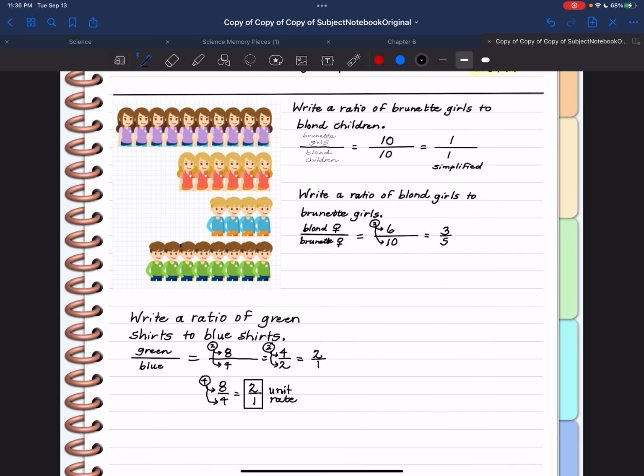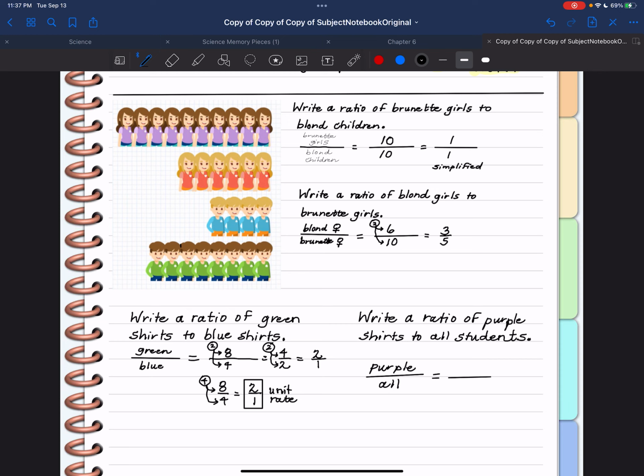Okay, here's one more. I want a ratio of purple shirts to all students. And if you want to pause the video and see what you get for this answer, that would be a good idea. So remember to set up the words first and then the ratio. So we're going to have purple to all students.